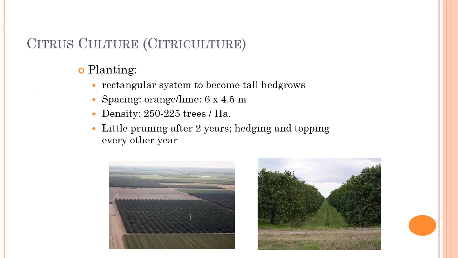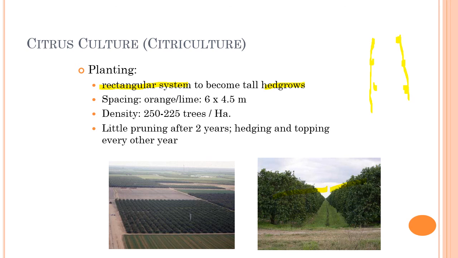In terms of planting, how do you plant citrus trees? What we do is we usually follow a rectangular system, and I showed this before. So it's going to be like this. This is the rectangular system, and then later on they become a hedge. So you can see this hedge here. They initially started like this, and then they become a hedge.